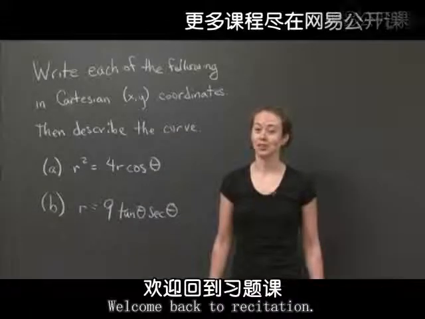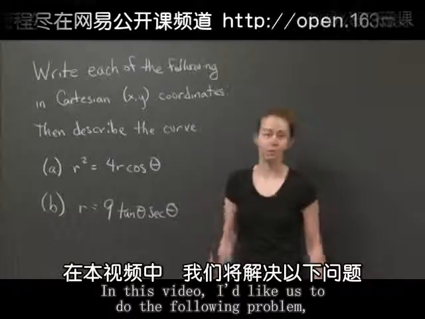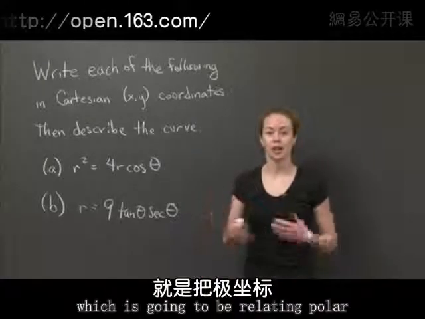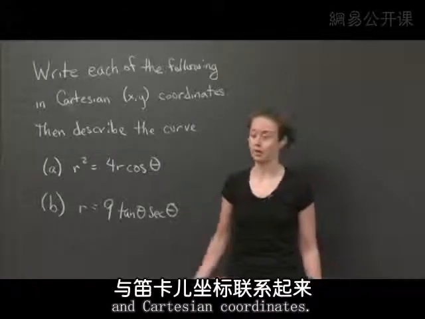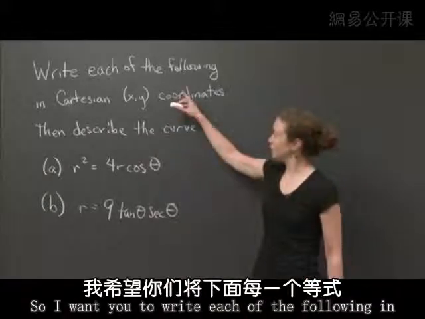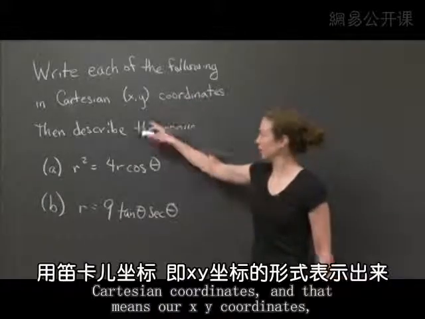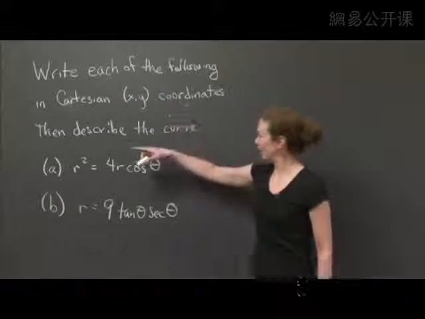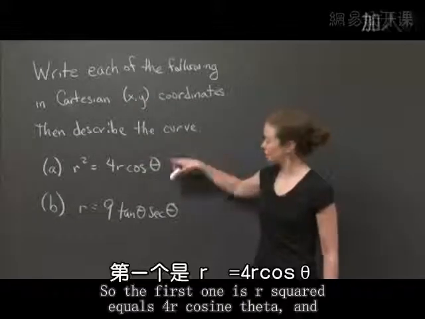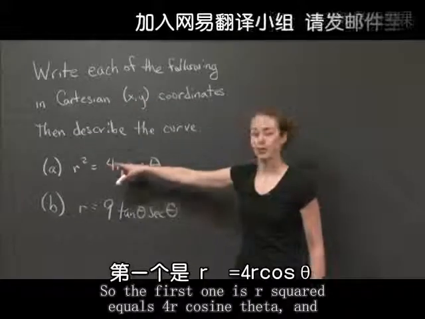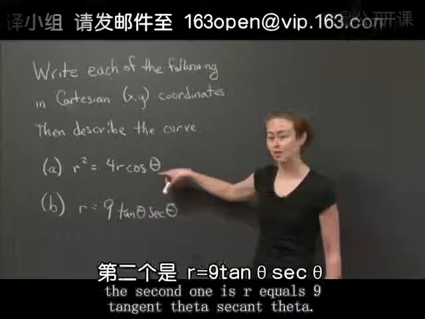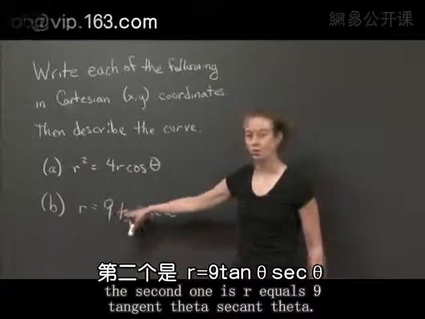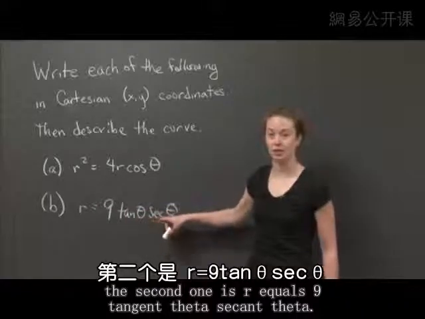Welcome back to recitation. In this video, I'd like us to do the following problem, which is going to be relating polar and Cartesian coordinates. So I want you to write each of the following in Cartesian coordinates, and that means our xy coordinates, and then describe the curve. So the first one is r squared equals 4r cosine theta, and the second one is r equals 9 tangent theta secant theta.